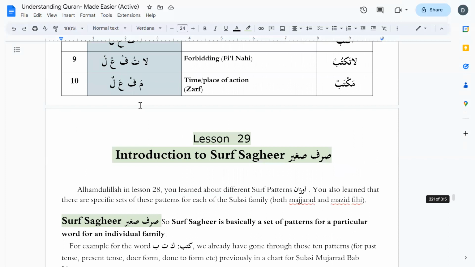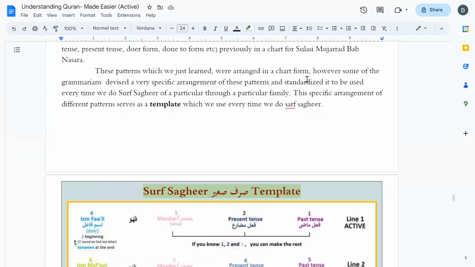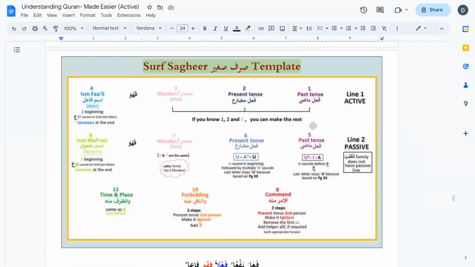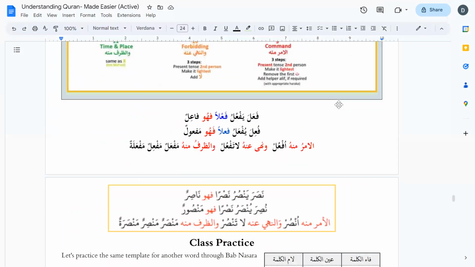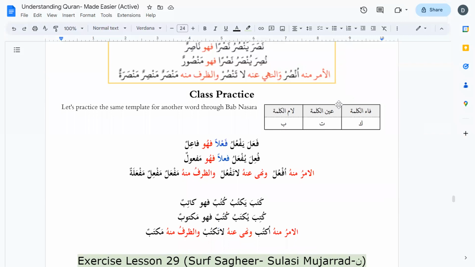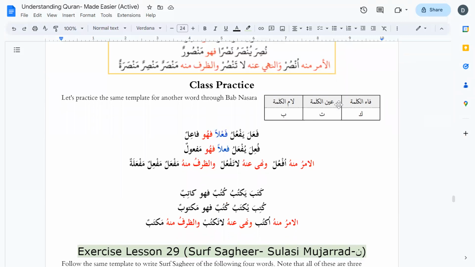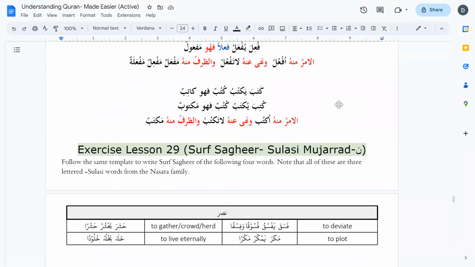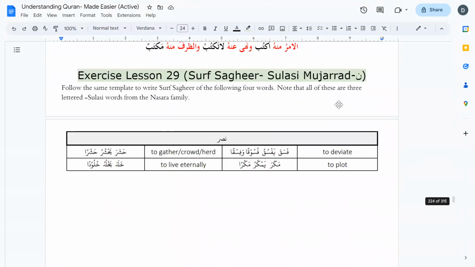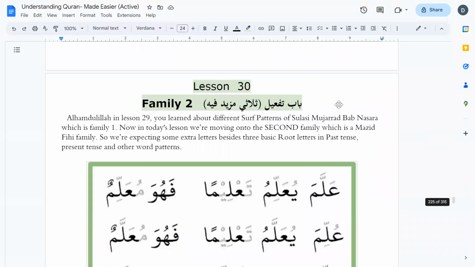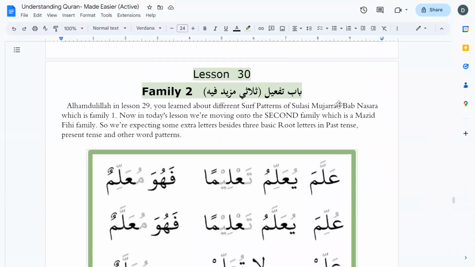And you did Sarf Saghir in the next lesson, and this is the pattern that we follow for Sarf Saghir. You already know it, Alhamdulillah. If you have gone through previous lessons, you know all these. And we do this Sarf Saghir with each family. Each family has different Sarf Saghir. Nasara family has different, Daraba family has different, Samia, Hasiba, every family has different.